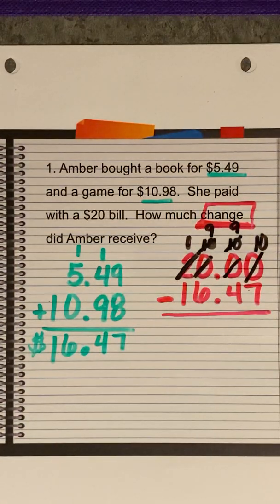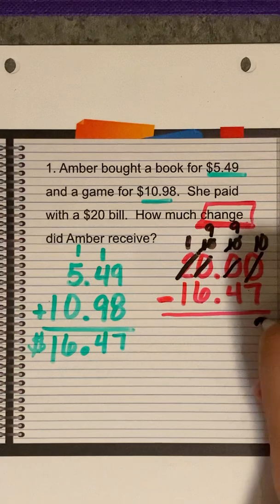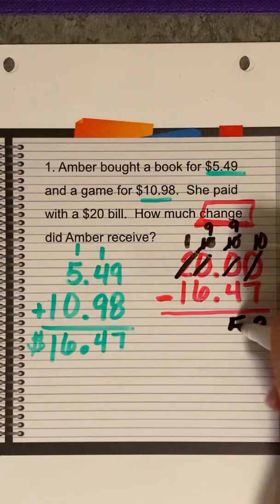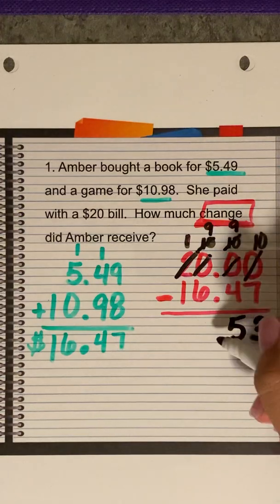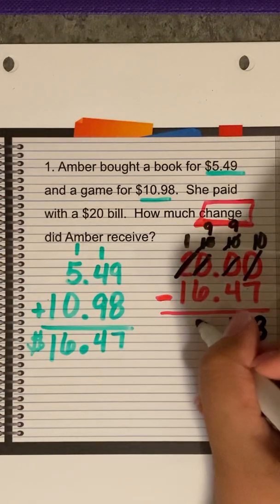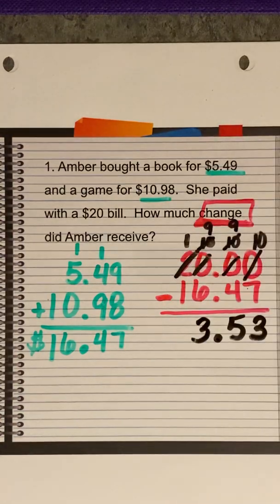Again, as we reviewed in the previous fluencies, sometimes we don't understand why they're just a 9. It's because we're borrowing for each place we're moving over. Now we can do 10 minus 7, which is going to be 3. 9 minus 4 is going to be 5. What do we do with that decimal? Drop it down. 9 minus 6 is going to be 3. 1 minus 1 is 0.